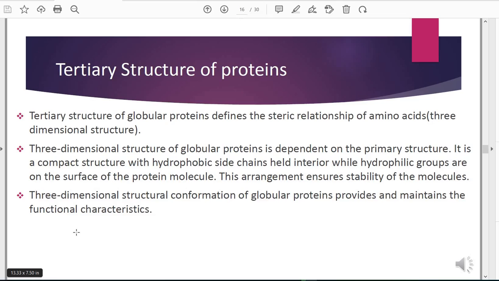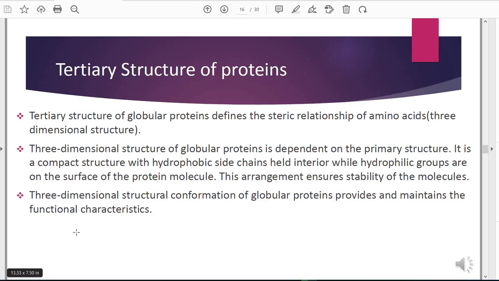For example, for the globular protein, it's defined as the steric relationship of the amino acid. Yeah, steric means space أو three-dimensional structure. The three-dimensional structure of any protein is called the tertiary structure, arrangement in space. The three-dimensional structure of the globular protein is dependent on its primary structure, الامينو اسيد اللي موجودة فيه.